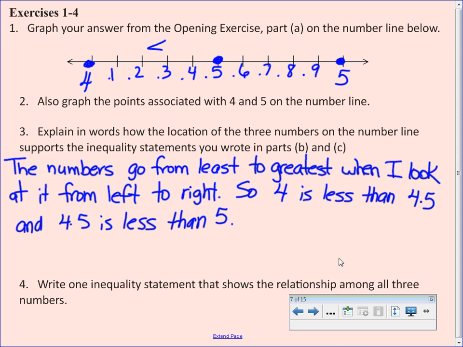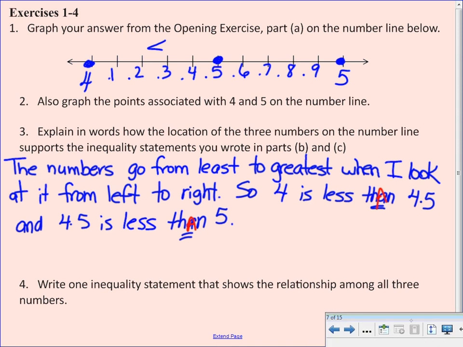You have that whole paragraph written down? Notice it's THAN for comparing, so it's THAN, not THEN. THEN means sequence, first, then. So it's THAN. Okay? So now let's write that inequality statement again using all three numbers. So 4 is less than 4.5, which is less than 5. Okay?